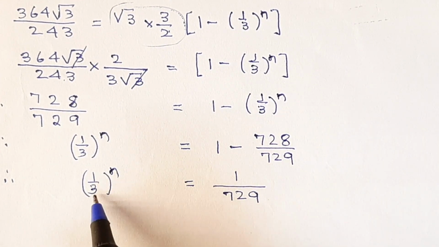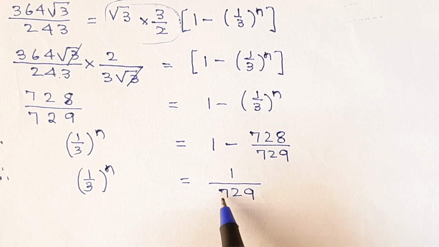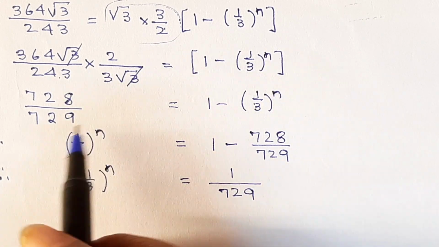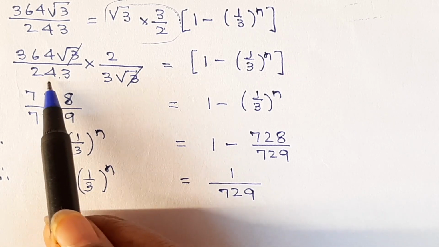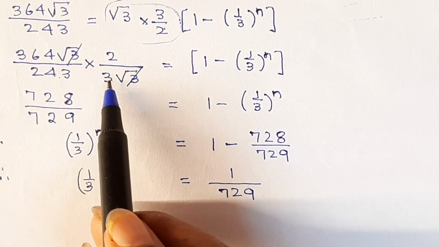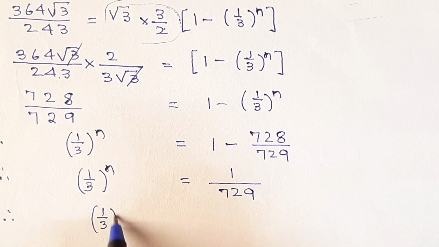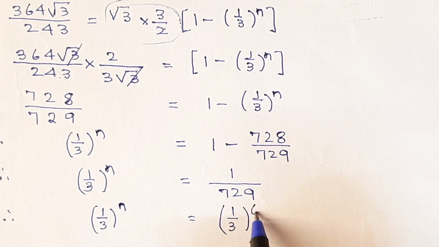Now, 1 upon 3 to the power n should be 1 upon 3 to the power something. So 729 must be a power of 3. Now if you divide by 3, you will get here 243. Now 243, you know, is 3 to the power 5, because this is 81 into 3. So it is power 5, and this makes it power 6. So we shall write it as 1 upon 3 to the power n is equal to 1 upon 3 to the power 6. Remember, 1 to the power 6 will remain 1.